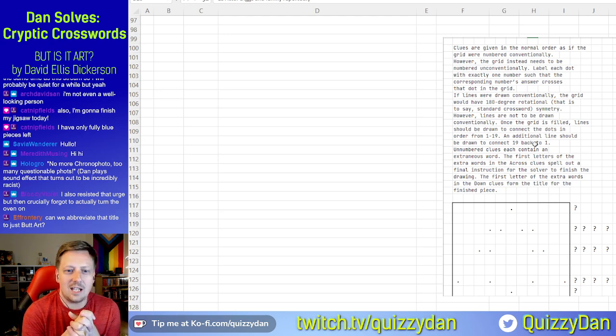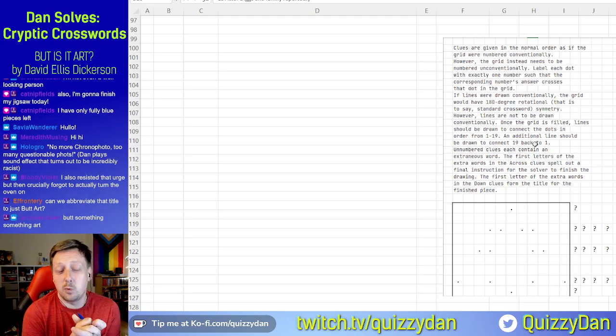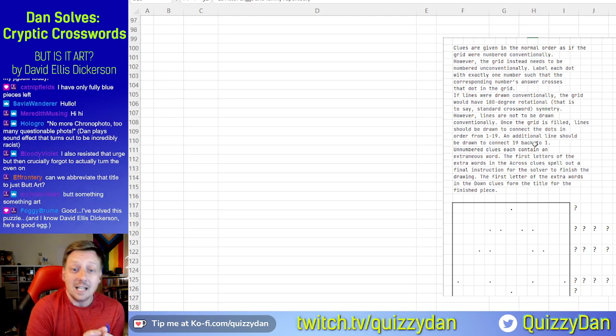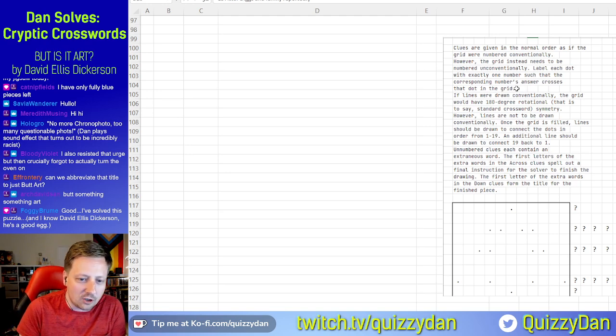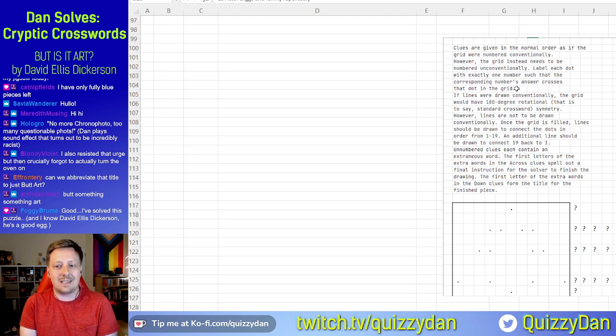Clues are given in the normal order as if the grid were conventionally numbered. However, the grid instead needs to be numbered unconventionally. Label each dot with exactly one number, such that the corresponding number's answer crosses that dot in the grid. If the lines were drawn conventionally, the grid would have 180-degree rotational, i.e. standard crossword symmetry. However, the lines are not to be drawn conventionally.